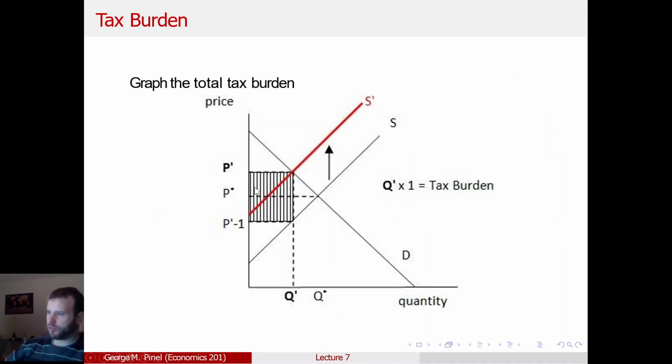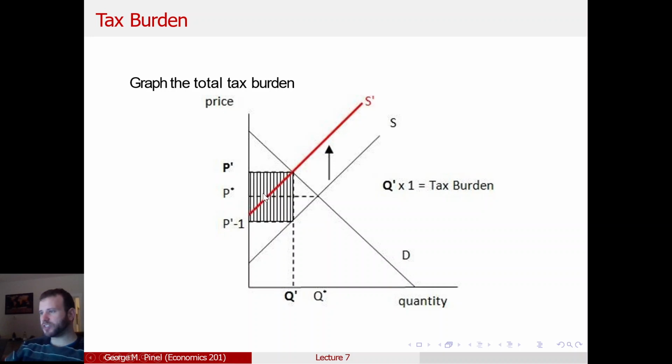So this area here, this striped area, is the total tax revenue. It's the quantity sold times the tax. You can also call it the total tax burden. Basically, if the tax is $1, P prime to P prime minus 1 is the length of the tax. Q prime is the new equilibrium quantity. So this area represents the tax revenue, quantity times the tax. If you're charging a tax of $1 for every unit, then 1 times the quantity sold is the amount of the tax.